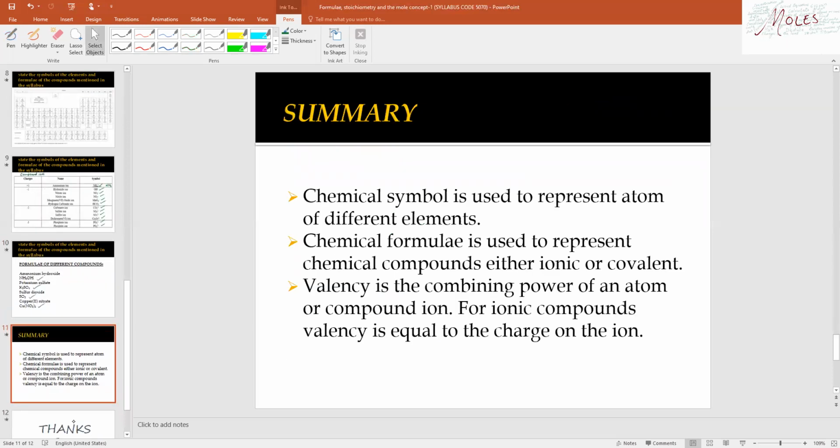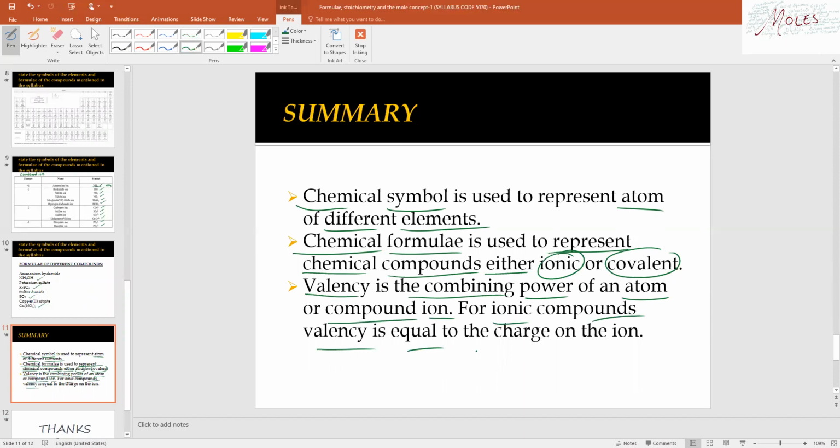Here's a summary of today's lesson. A chemical symbol is used to represent an atom of different elements. A chemical formula is used to represent chemical compounds, either ionic or covalent. Valency is the combining power of an atom or compound ion. For ionic compounds, valency is equal to the charge on the ion.